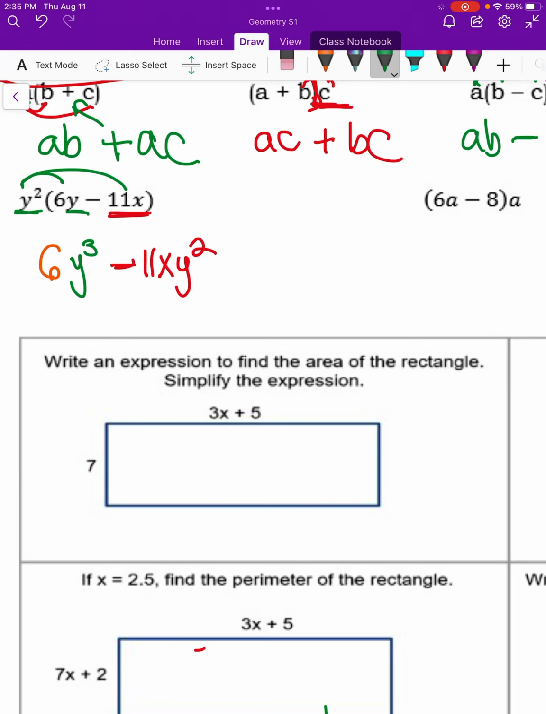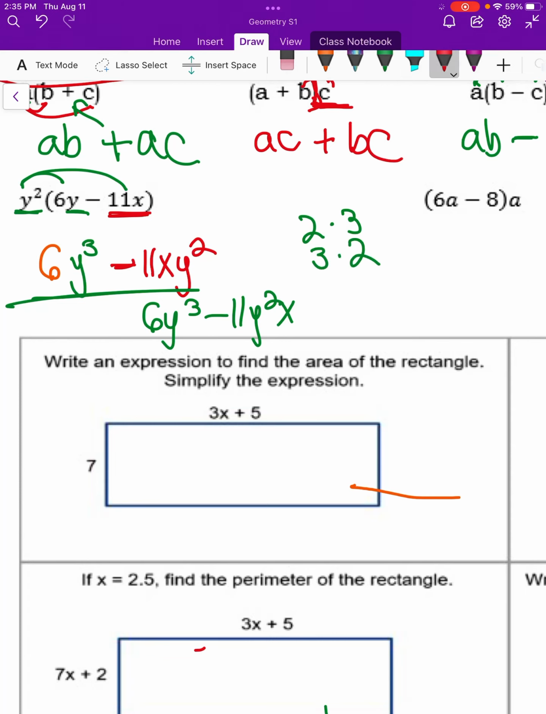So that's the rule for multiplying. Smush it in and make it one expression. All right, cool. But okay, well, what if you by accident did 6y to the third minus 11y squared x? Okay, well, is 2 times 3 the same as 3 times 2? Yes, your outcome is still 6.